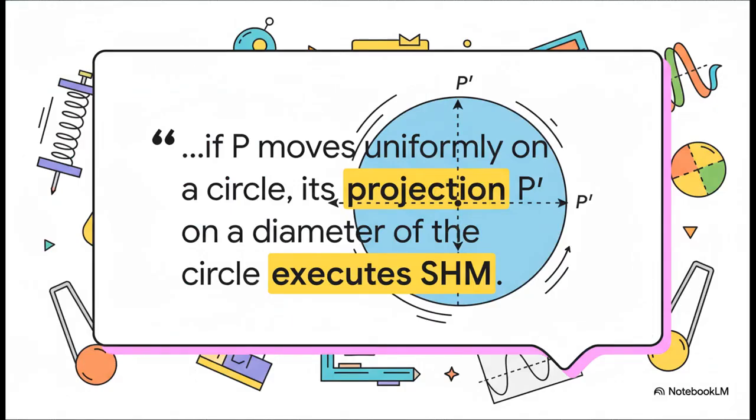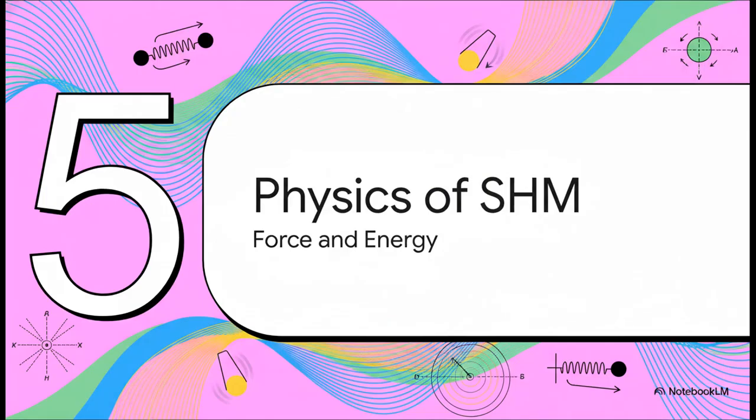And here it is. This is the punchline. The motion of that shadow is not just like a pendulum or a spring, it is mathematically perfect simple harmonic motion. The wiggle of a spring is literally the shadow of something spinning in a circle. How cool is that?